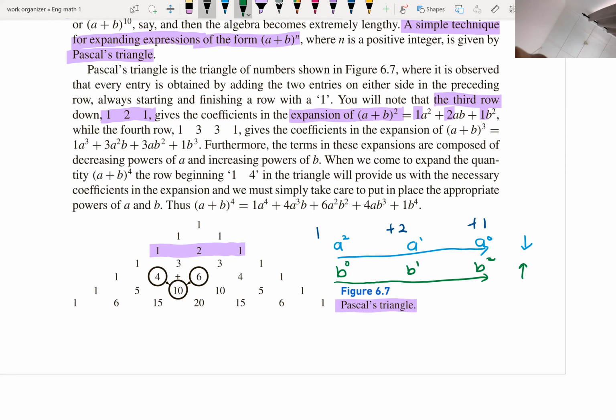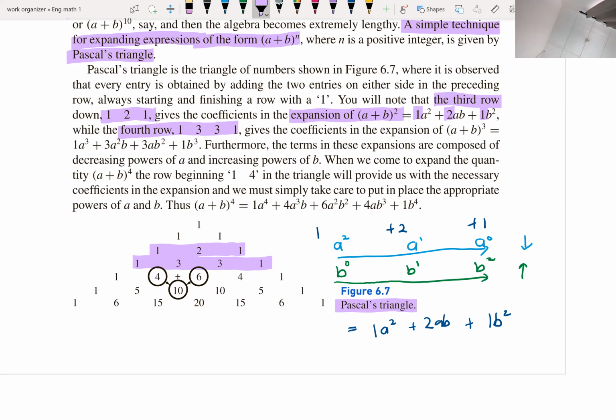So how are we going to write it? It will be 1 A squared plus 2 AB plus 1 B squared. Okay, so that is how we are going to write it. Now here you can see the row is given as 1 3 3 1. So again, how are we going to write this one?